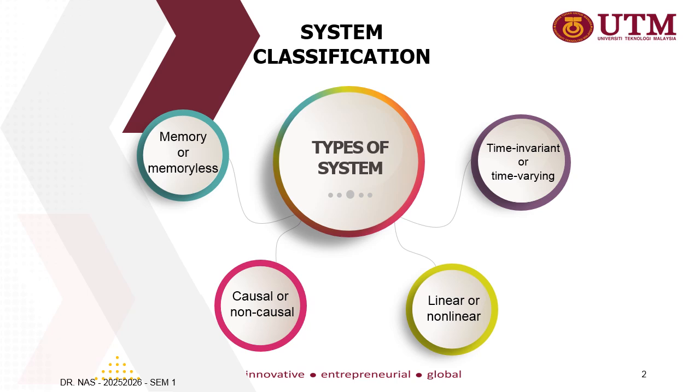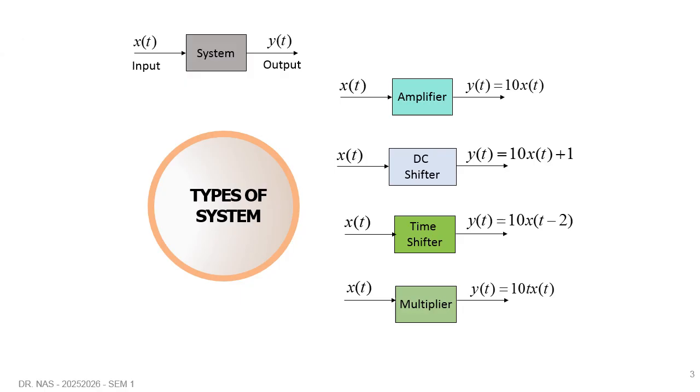Okay, continuing on the last part of the first chapter, which is system classification, in which there are four types of system: memory or memoryless, time invariant or time varying, causal or non-causal, and linear or non-linear system. The slide shows different types of system, in which we have seen some of the applications or operations in the first few topics.